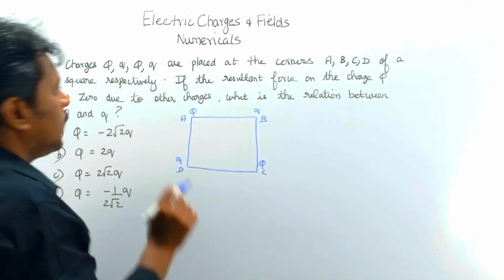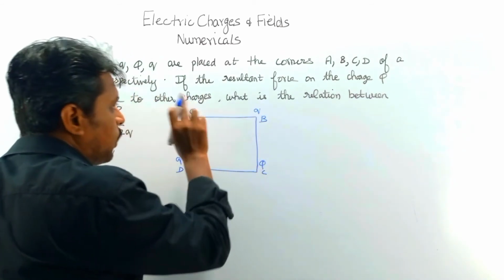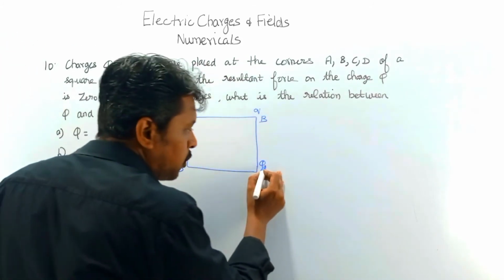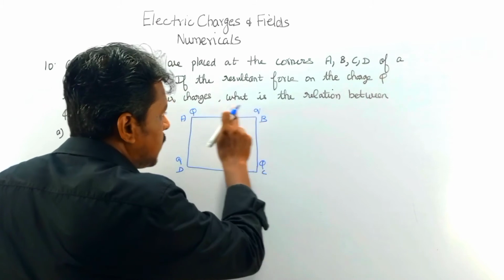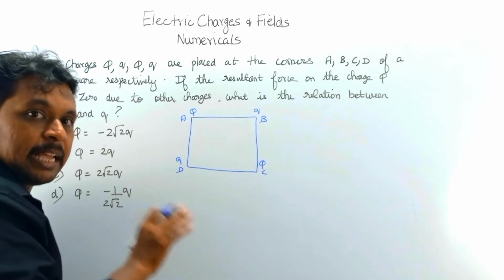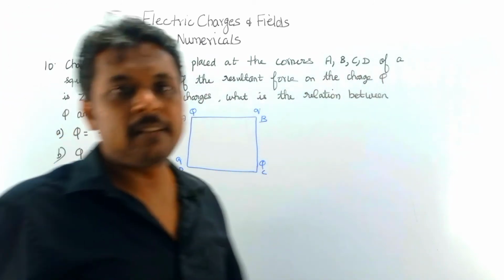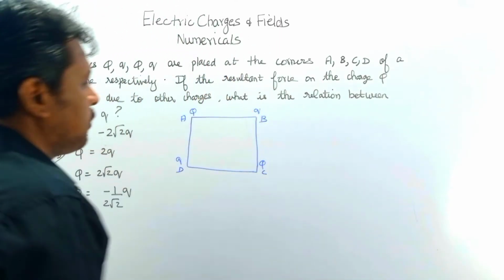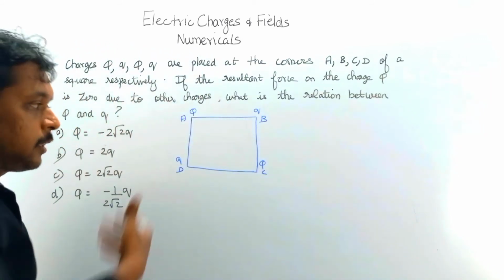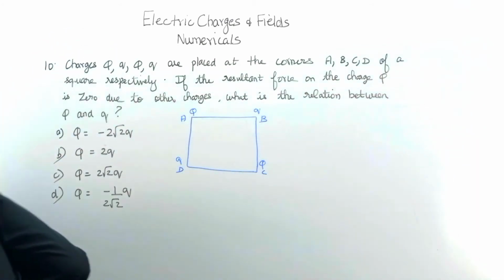So here they are given, if the resultant force on the charge capital Q, it can be either this one or that one, on the charge Q is 0 due to other charges. If I am choosing this one, it means the resultant force due to these charges, this capital Q, this small q, will be equal to 0. If that is the case, what is the relation between capital Q and small q? That is the question asked. Now we have to find, let us take this charge that is at the point C, and we will check what is happening. What is the force distribution?